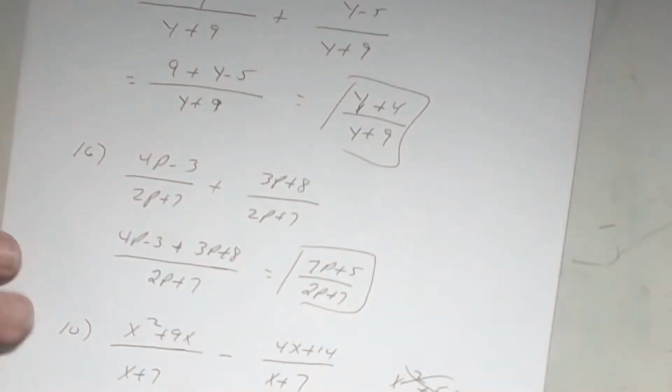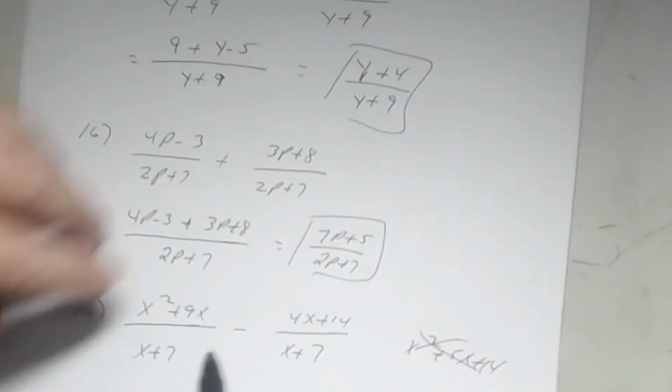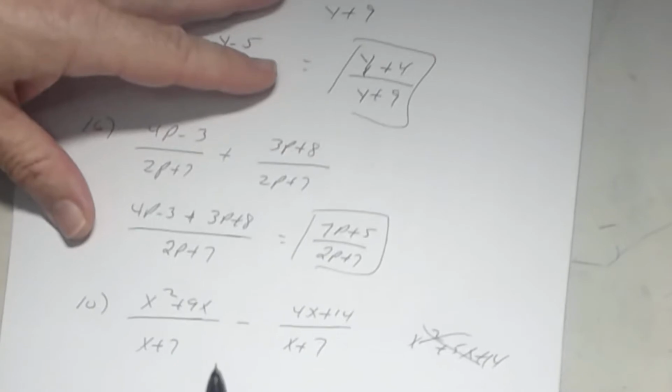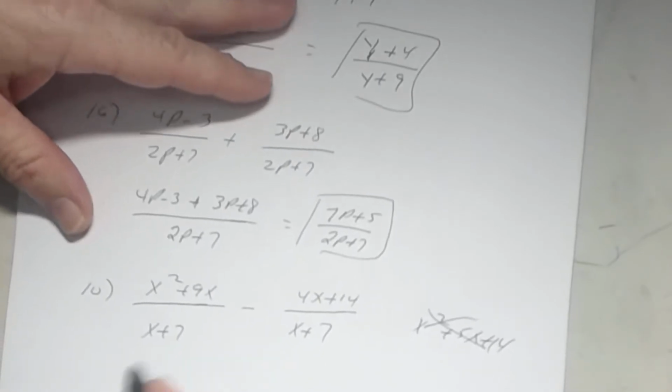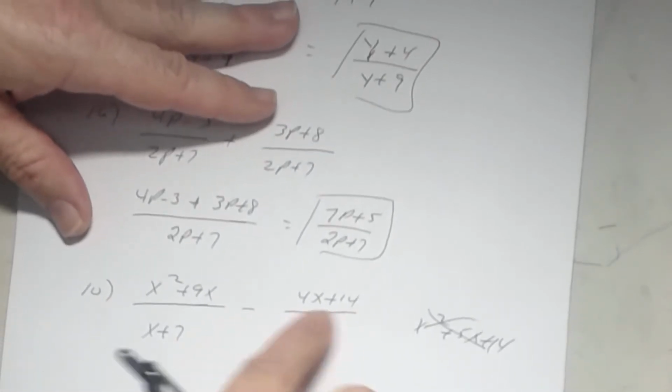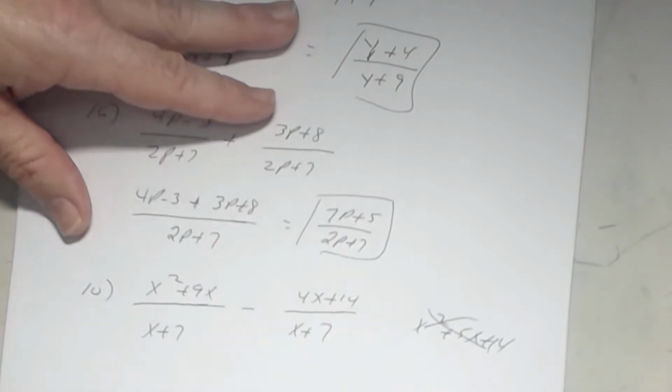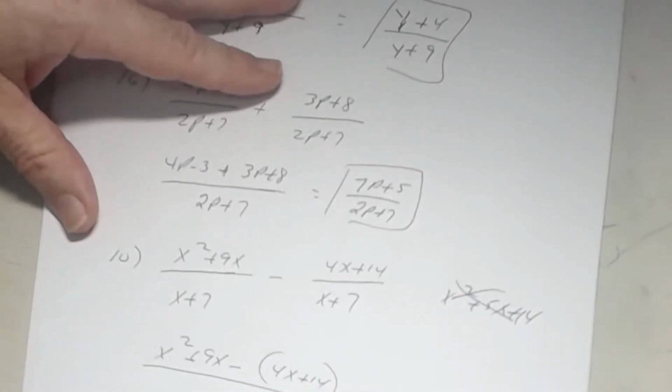All right. So remember that second step I told you to write that some of you didn't want to do. You may want to do it when you're subtracting more than one term in the numerator. So what this would become would be x squared plus 9x minus, in parentheses, that numerator. What's that numerator? 4x plus 14, all divided by x plus 7.